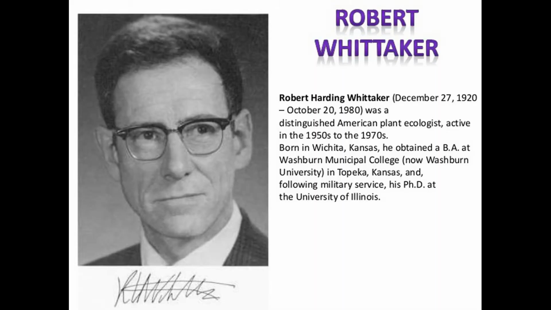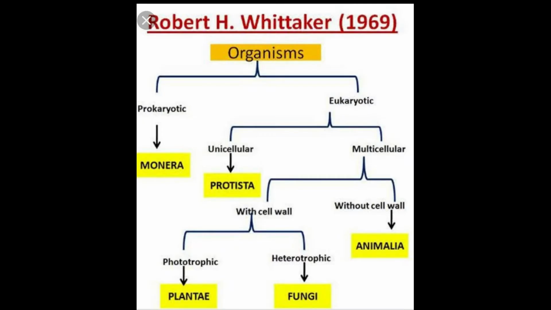Biologists such as Ernest Haeckel, this is the picture of Ernest Haeckel, and another scientist, Robert Whittaker, and Carl Woese classified all living organisms into broad categories called kingdoms. The organisms are divided depending upon the similarities and dissimilarities. These scientists divided the organisms into five kingdoms, five categories.